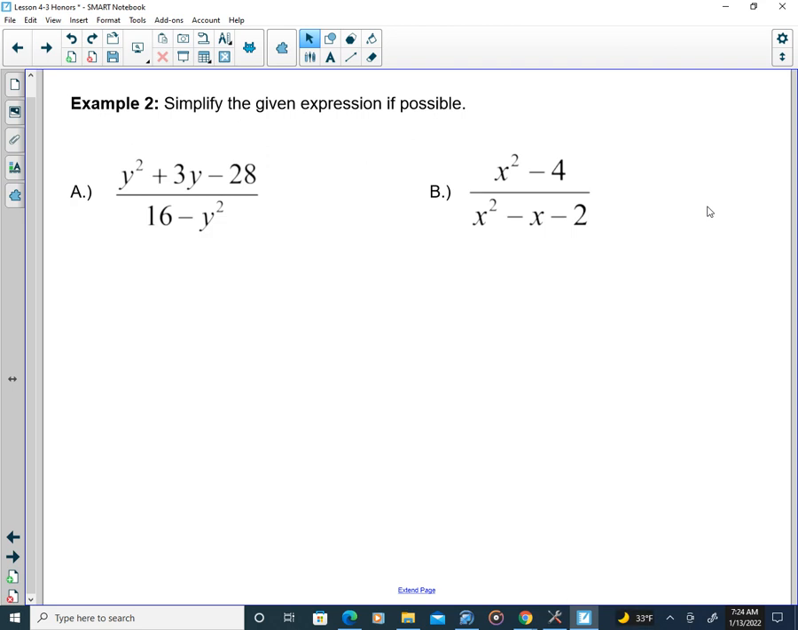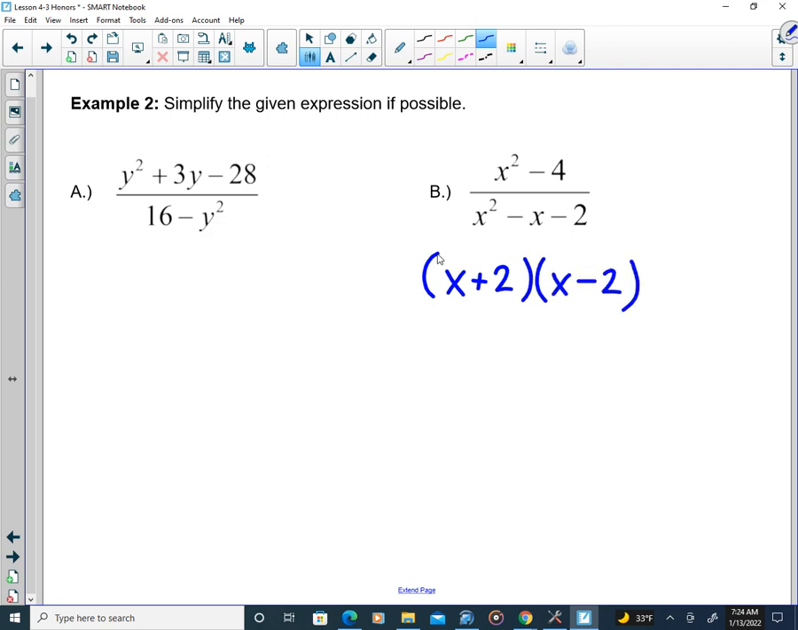Just like we did yesterday, the first step is to factor your numerator and then factor your denominator. Now, if you notice, the numerator is the difference of perfect squares. So x squared minus 4 factors to the quantity x plus 2 times the quantity x minus 2. The bottom, or denominator, is a quadratic trinomial that has a leading coefficient of 1. So we did one a little bit like this yesterday.